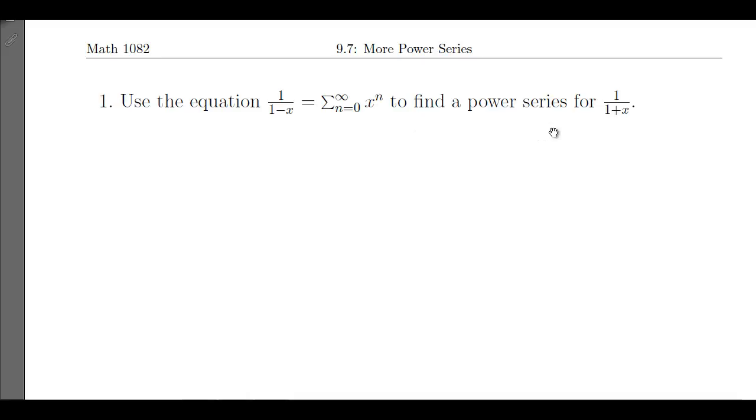We're going to use that to find a power series for 1 over 1 plus x. So let's write down what we've got. What we had is we knew 1 over 1 minus x is the sum n equals 0 to infinity x to the n. Okay, and what we're trying to find is 1 over 1 plus x. So the goal here is to write 1 over 1 plus x like 1 over 1 minus something. Well, if you think about it, this is 1 over 1 minus negative x.